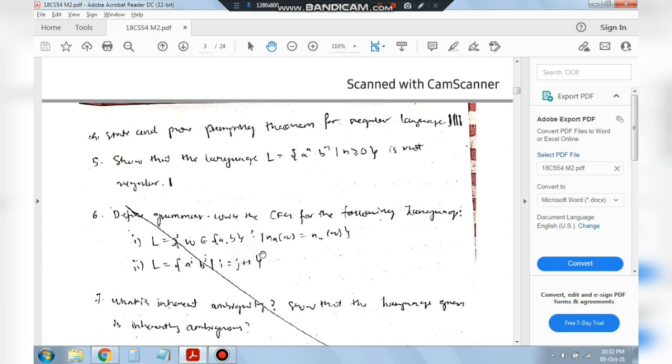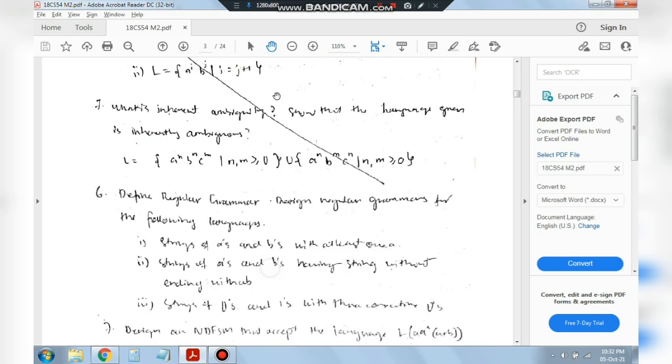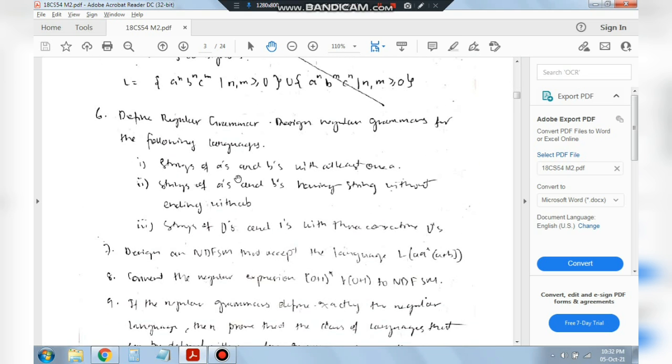This also we have done, and the pumping theorem, which is the last topic which we have discussed, does the same thing, and show that the language A power n, B power n, that's also done. And regular grammar, with at least one A, having the strings without AB, zeros and ones with 3 consecutive zeros. This also can be easily found and done by using the grammar rules like S goes to A and B by using the regular language.